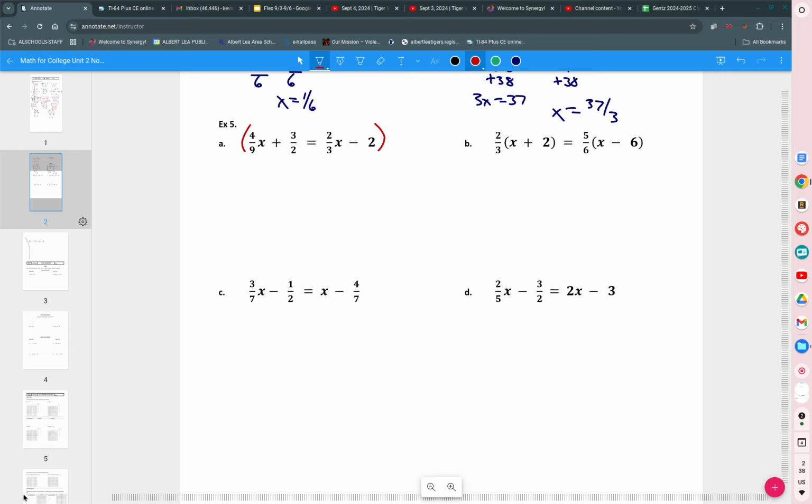Talk to the person next to you, see if you can figure out what number I multiply through to make the fractions disappear. Guess. Hint, it's a number somewhere between 1 and 100. Go. All right, who's got a guess?